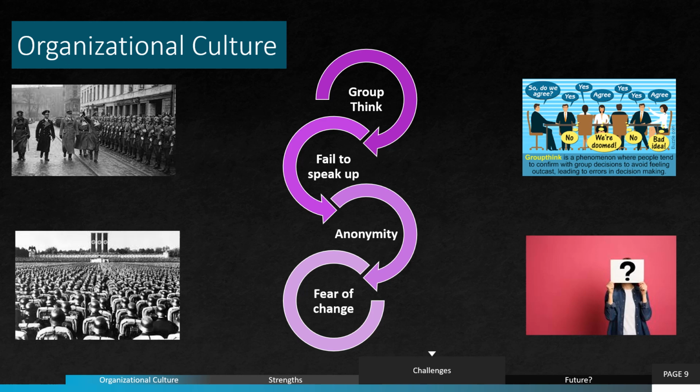There may not be anonymity, where that can cut both ways. Either you feel like you're just a number and you're anonymous, and so therefore you're not really dedicated or have any invested interest in it, or you feel like you need that anonymity before you would speak up because you're worried about the reprisal. If I speak up, I'm going to get punished in some way or I might get fired. So it can cut both ways.